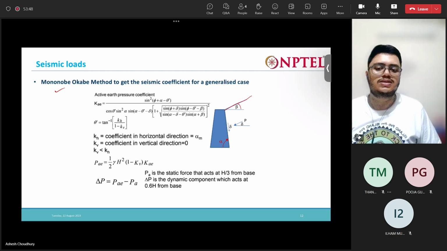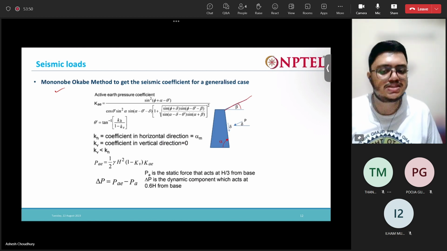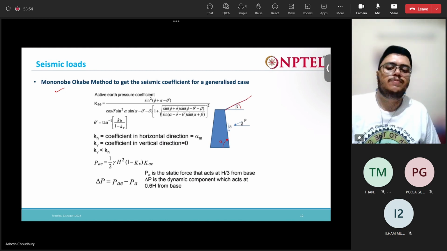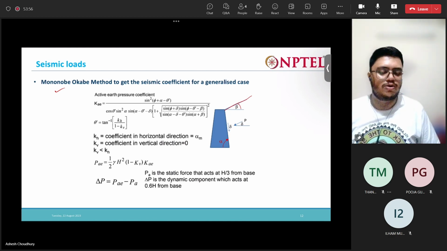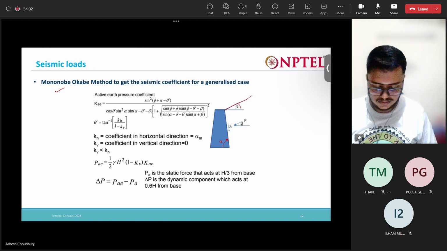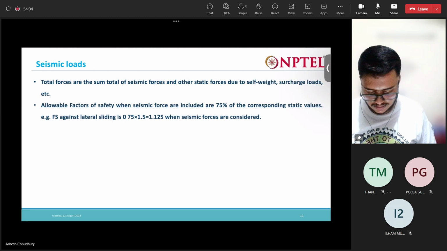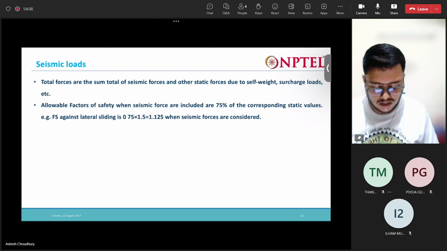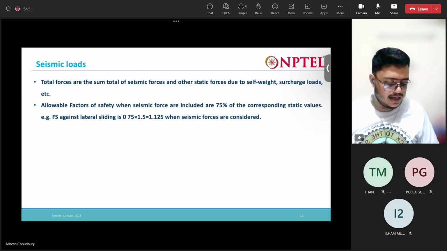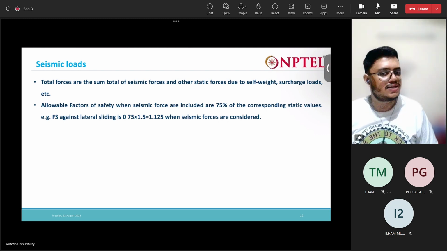gave this method to determine the seismic loads. Okay, another name of this is the pseudostatic approach. So they used the pseudostatic approach to determine the horizontal and vertical components of the earthquake, and how that actually influences the loads, okay, the seismic loads. Okay, so as I said, the total forces are the sum of the seismic forces and the other static forces, that is the self-weight, surcharge load, crash barrier, etc. Okay.